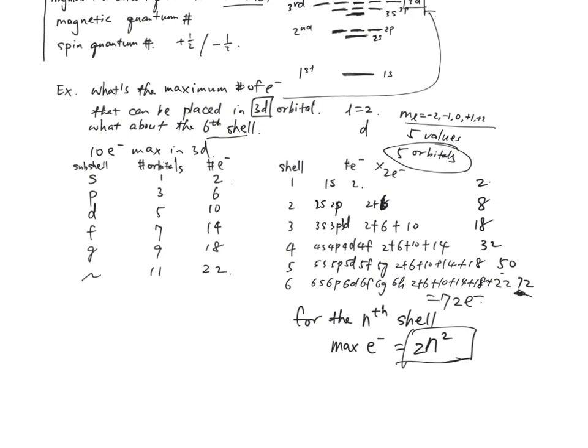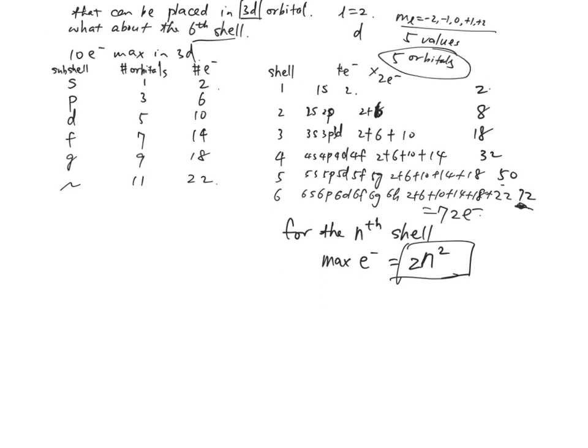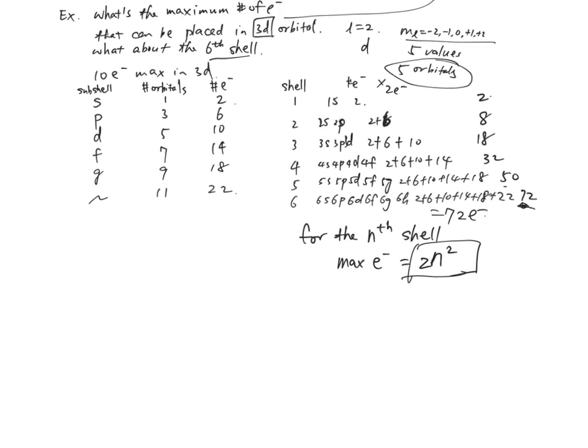And now, this is the number of electrons that a certain shell could accommodate. What other questions can you ask me about in this conceptual stuff? Well, let's see. One more example.